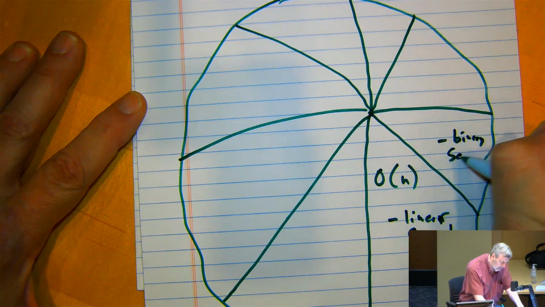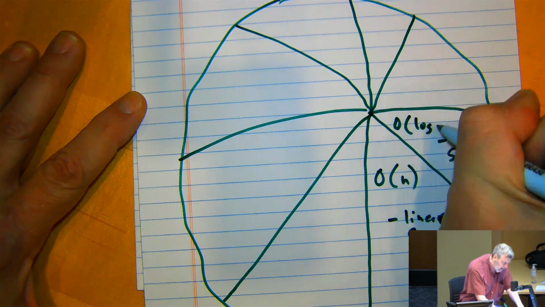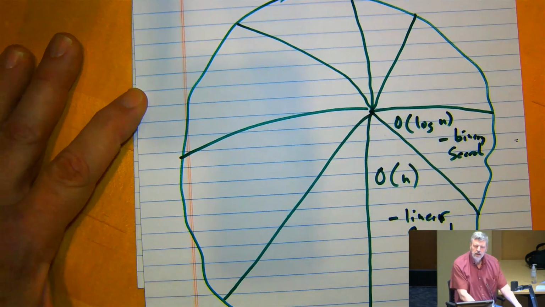This is going to be something we talk about in a later lecture. And it has O of log n behavior. So it's faster.